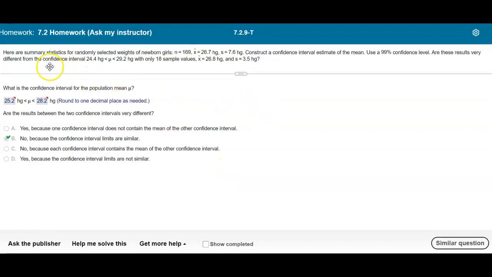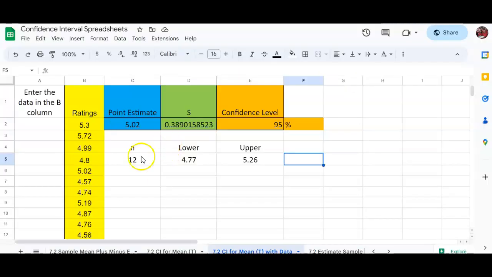All right, let's look at this question and see which calculator we're going to use from the spreadsheets and why we are using that calculator. So this time we are constructing a confidence interval for a mean, okay? So that's going to be the 7.2 stuff, right? And what do we have to help us with that?